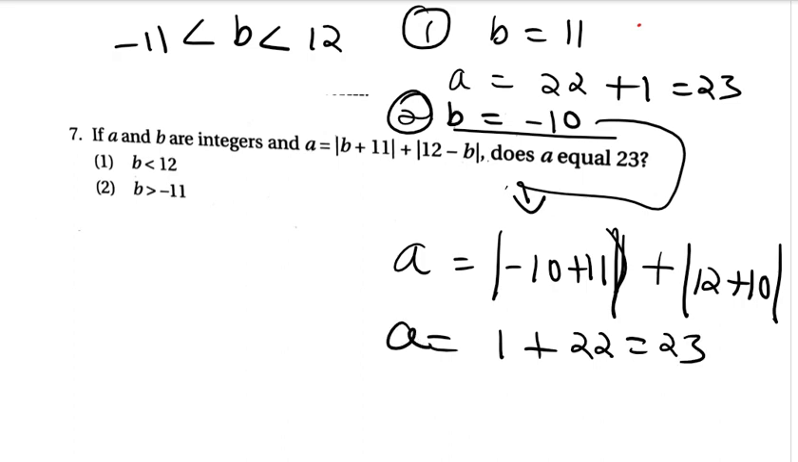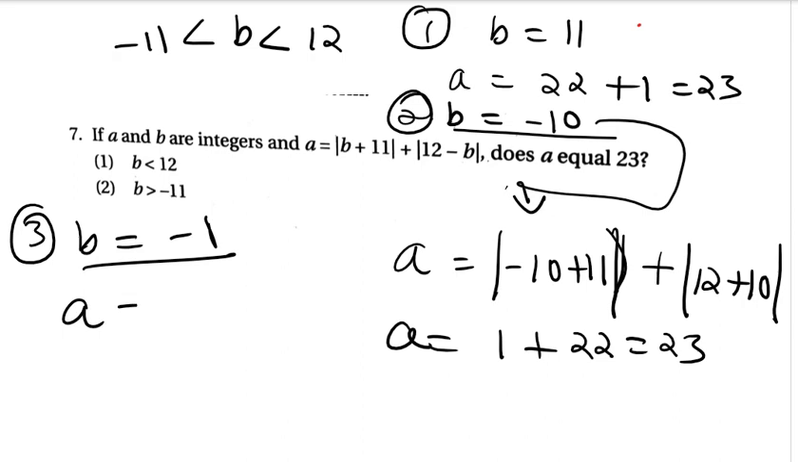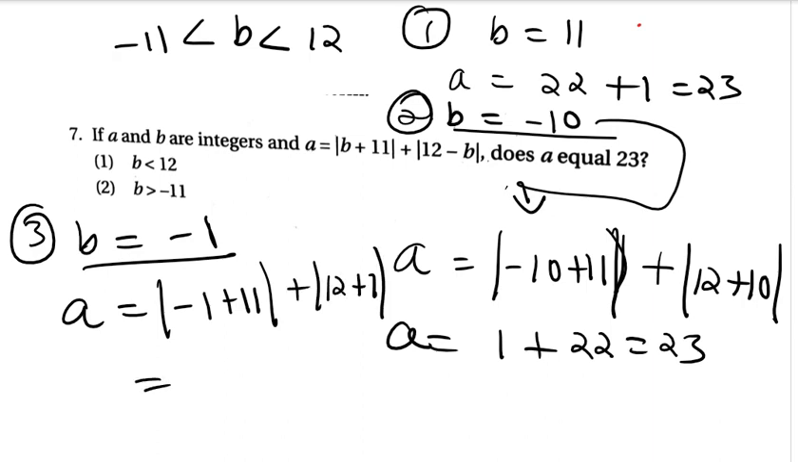Alright, and even if you are not satisfied with this, you can also use a third condition. Let's say b is equal to minus 1. So a is equal to minus 1 plus 11, then after that plus 12 plus 1. So how much do you get? Over here you're going to get 10 plus 13. That is again giving you 23.